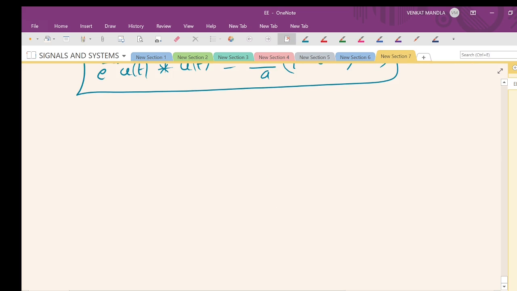In the next lecture, I will explain the graphical convolution of continuous time signals. Okay. In the next lecture, I will explain the graphical convolution of two signals.